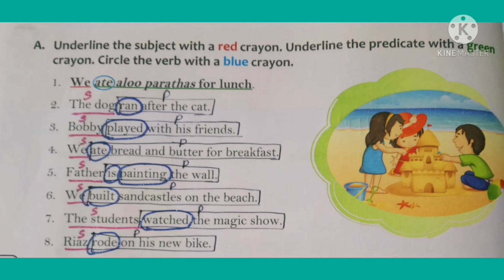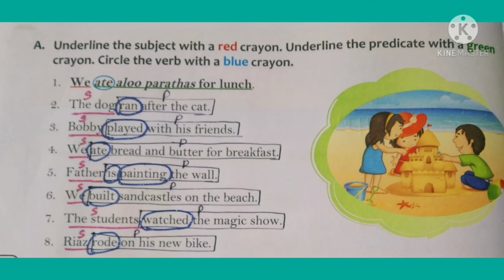Third one, Bobby played with his friends. Who played with his friends? Bobby, that is subject. And here the verb is played. And predicate is played with his friends. Then fourth one, we ate bread and butter for breakfast. Who ate bread and butter for breakfast? We. So that is subject, and which is the main verb? Ate. Ate bread and butter for breakfast. So that is the predicate.